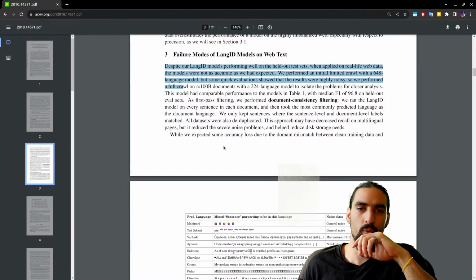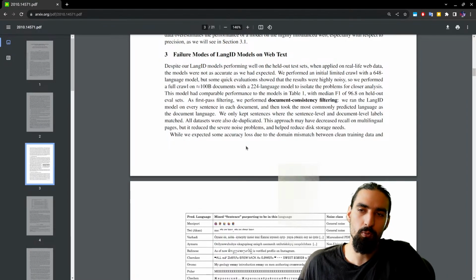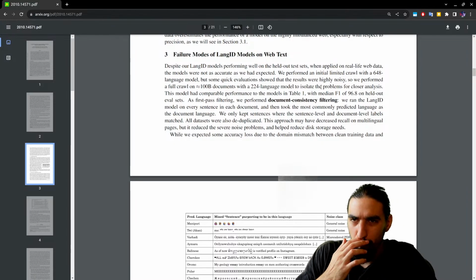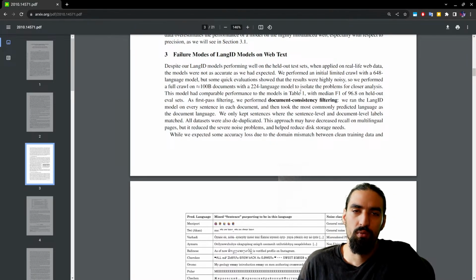Failure modes of LangID models on web text. Despite our LangID performing well on the held-out test set, when applied on real-life web data, the models were not as accurate as we expected. This model had comparable performance to the models in Table 1, with median F1 of 96.8.